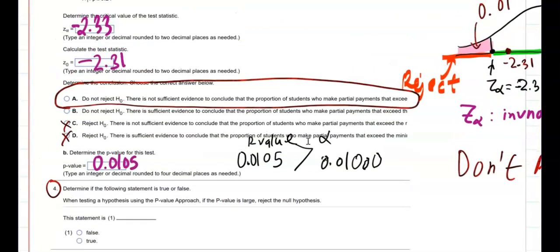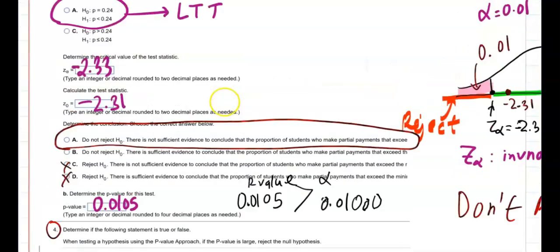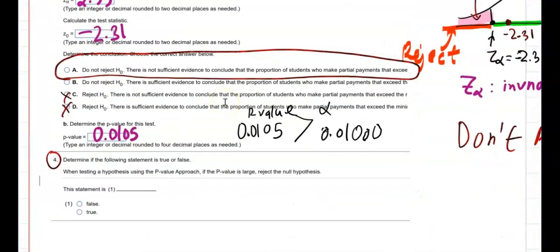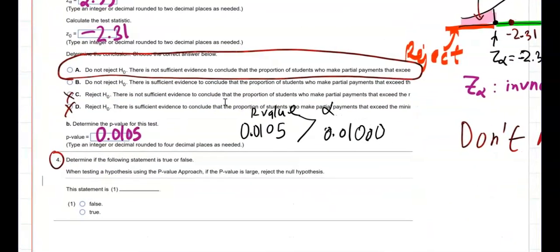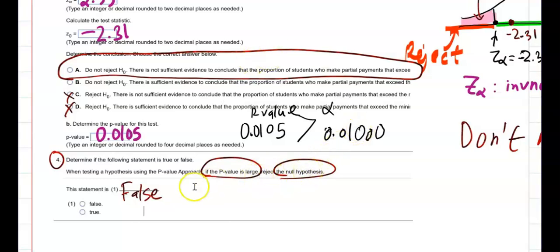So remember that we always say do not reject in this case. Since the p-value is greater than alpha, you do not reject. So if the p-value is large, you do not reject the null hypothesis. So this is false. The statement says reject the null hypothesis, so this is going to be false.